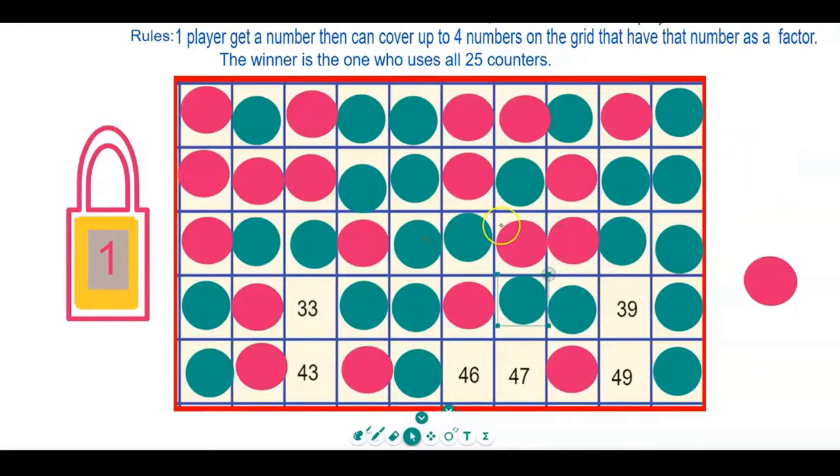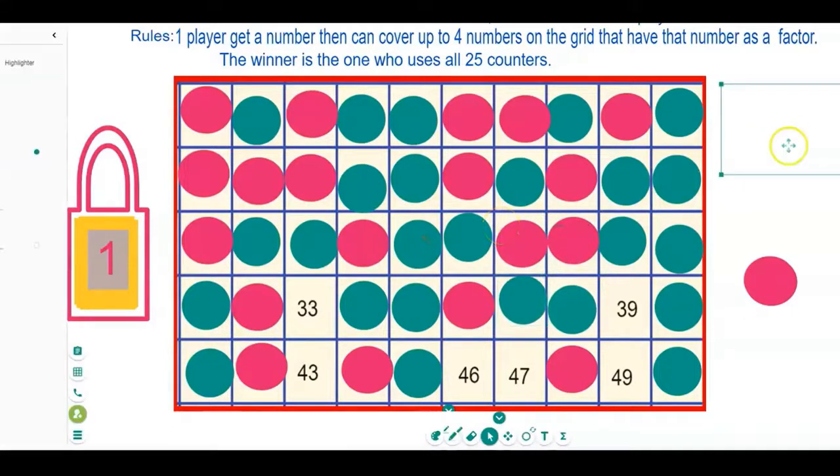And it looks like the green counters have run out, so the green player is the winner.